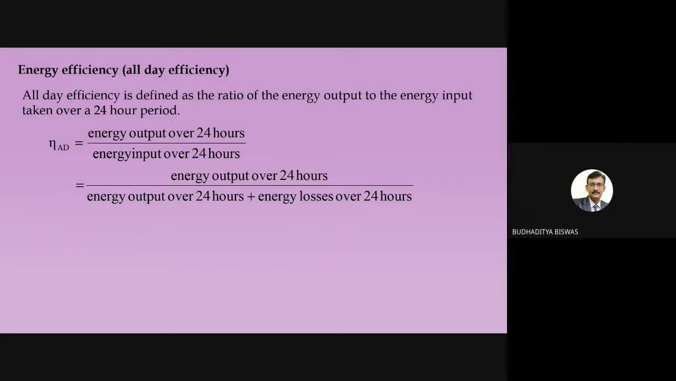Come to this one, the energy efficiency, the all day efficiency. Now what is called the all day efficiency? All day efficiency means throughout the day, what is the efficiency of the transformer? Generally we take the average, because suppose you have given examinations from class 1 to class 10. In class 1 you stood first, but in class 10 your roll number became 20. So that means your efficiency does not remain the same every time.